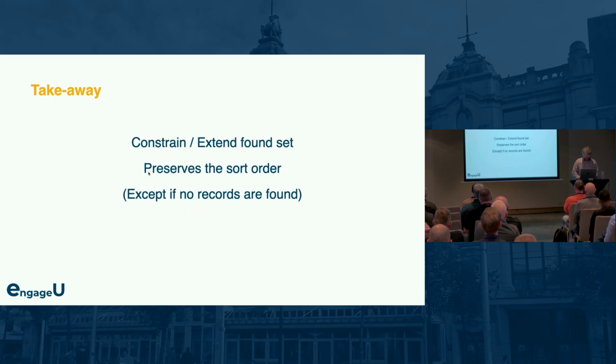Another takeaway: the constrain or extend found set preserves the sort order, as opposed to perform find. Okay? But except if at some point in your search procedure or whatever, you hit the no record found state, and then you lose the sort order, right?